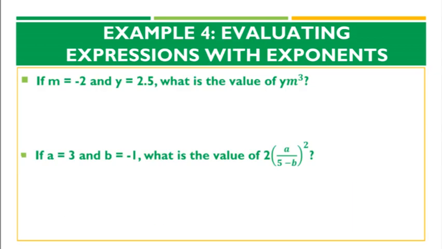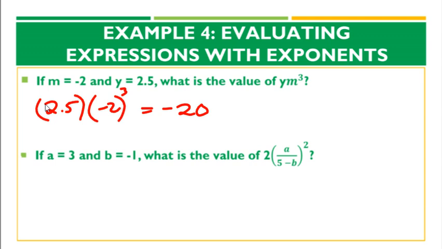Next one, if m is -2 and y is 2.5, what is the value of y times m to the third? Y is 2.5. Multiply this by m, which is -2, to the third. So now I have to do exponents first. So -2 raised to the third power is -8, times 2.5, which will give us negative 20.